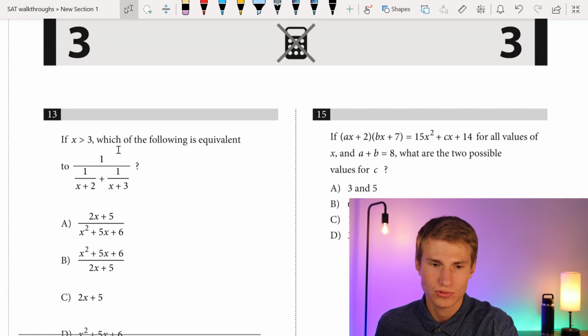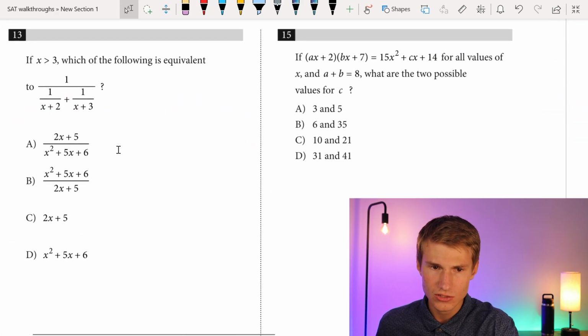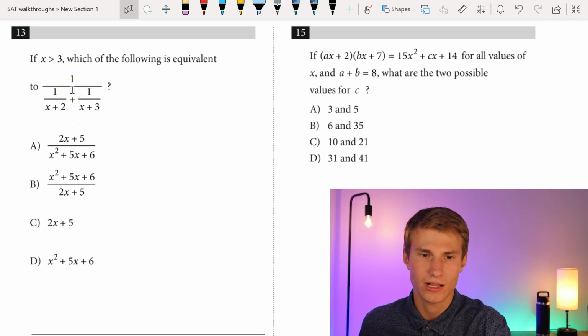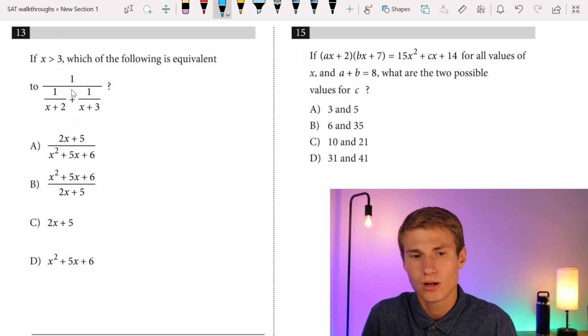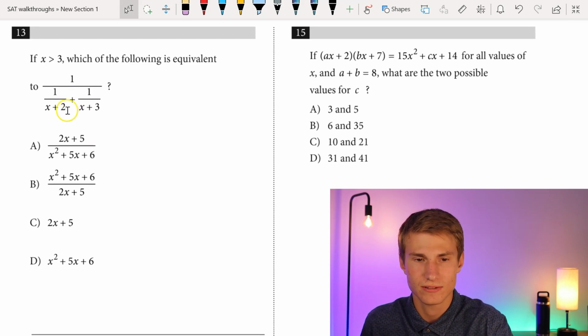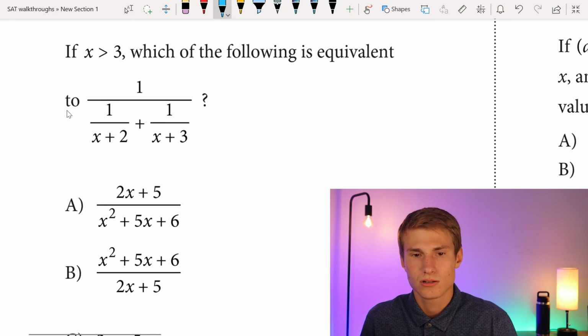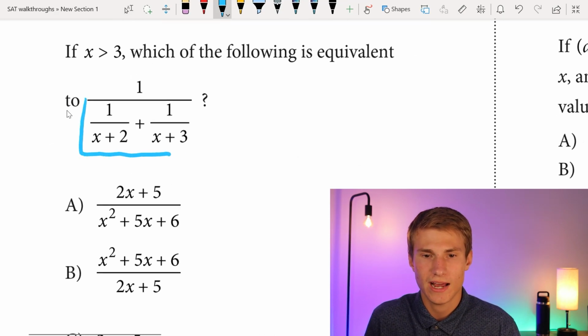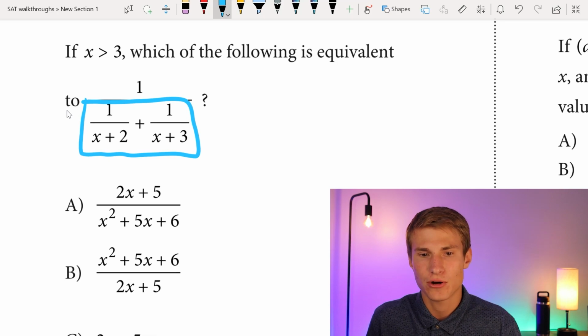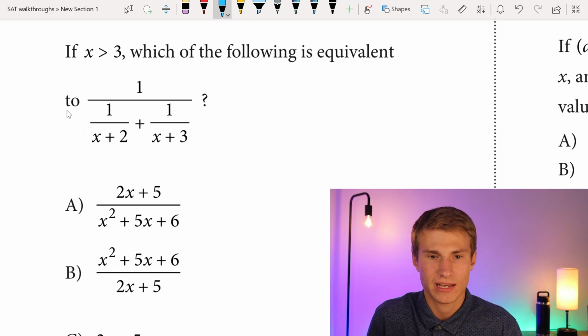All right, moving on to number 13. If x is greater than 3, which of the following is equivalent to 1 over (1 over x + 2 plus 1 over x + 3)? In order to solve this, we need to add these fractions together, but right now they don't have a common denominator, so we have to give them one.